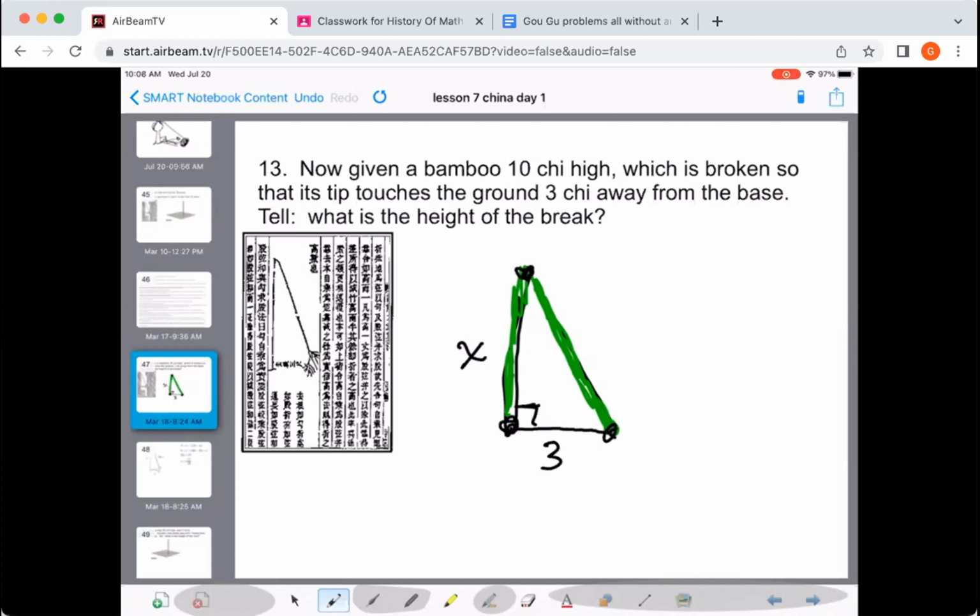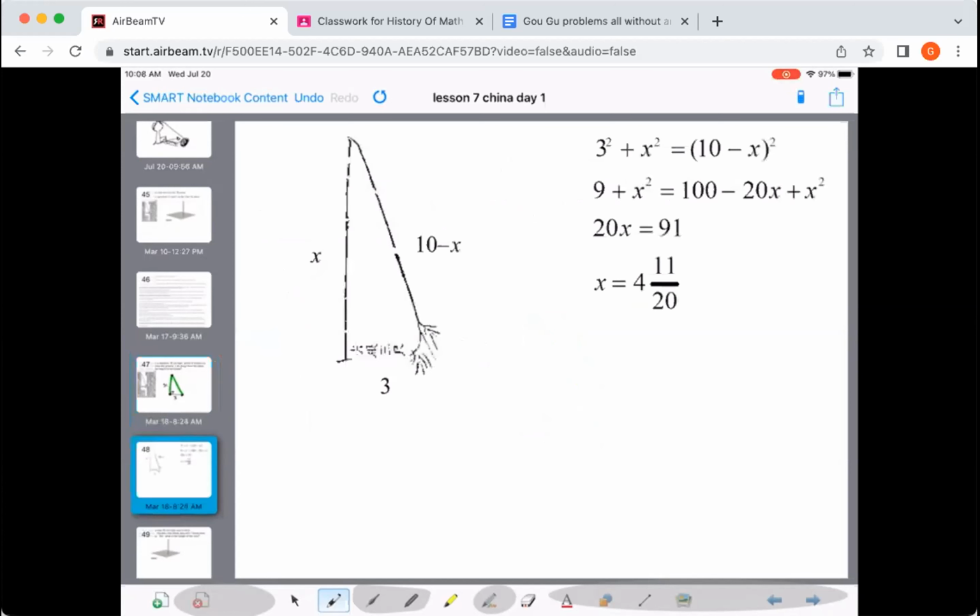Okay, everybody, looks good. Here is the way that I set it up. So the bamboo includes the X and the other piece. So together they add up to 10. So you can call it X and 10 minus X. Hypotenuse is 10 minus X.